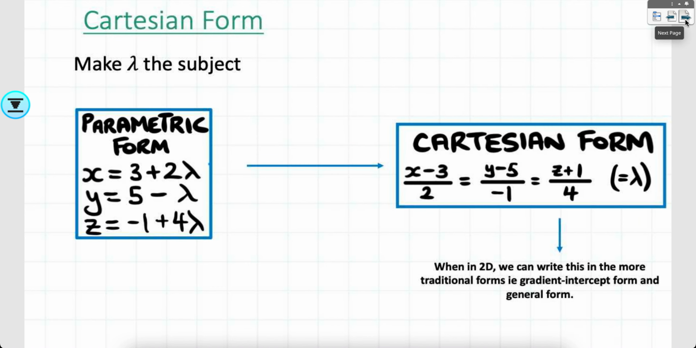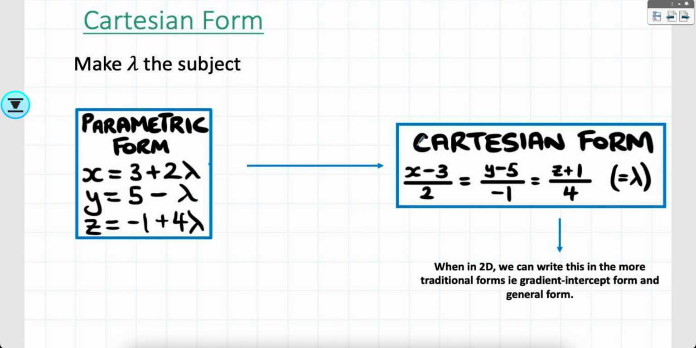And then writing it in Cartesian form is basically just taking the parametric form and making lambda the subject. Once lambda is the subject, then all the three equations are equal to each other because they're all equal to lambda. Again, in 2D, imagine you're hiding the third component, and you can rearrange it and write it. You're able to write this in general form or gradient intercept form. Again, something you've seen before.